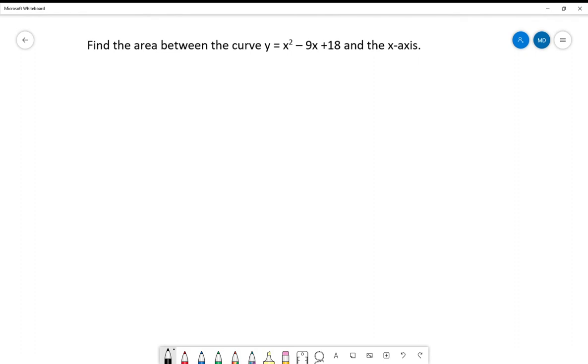Daycock, and today I'm going to be teaching you about what to do when the area you're looking for is below the x-axis. So let's take this example here. As always, first of all, we are going to sketch a graph.